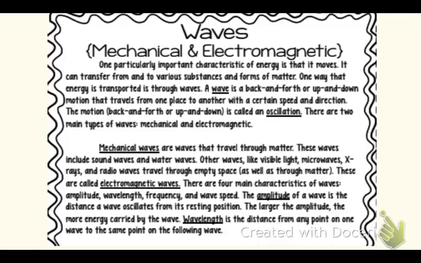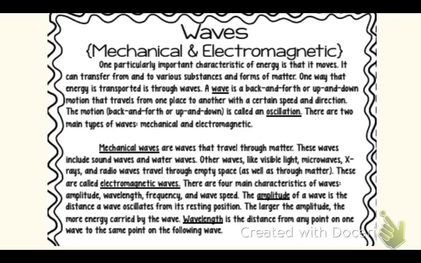All right, continuing on. Mechanical waves are waves that travel through matter. These waves include sound waves and water waves. Other waves like visible light, microwaves, X-rays, and radio waves travel through empty space, as well as through matter. These are called electromagnetic waves.